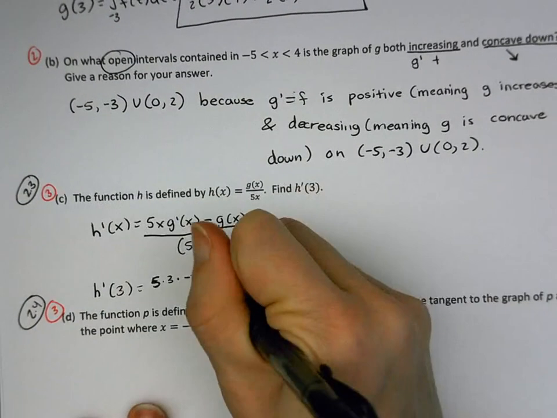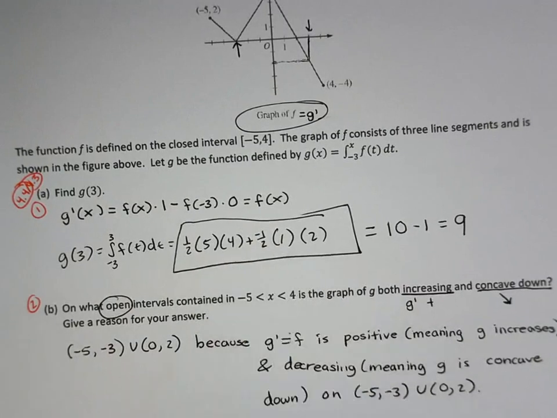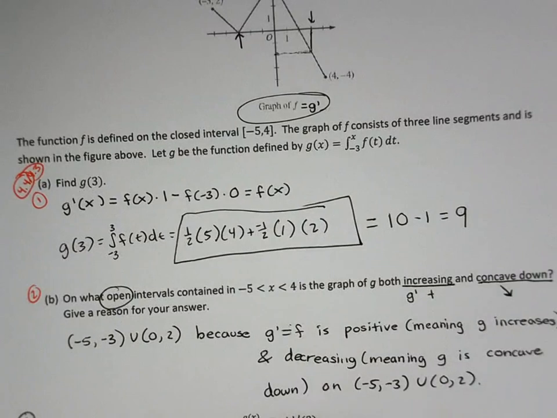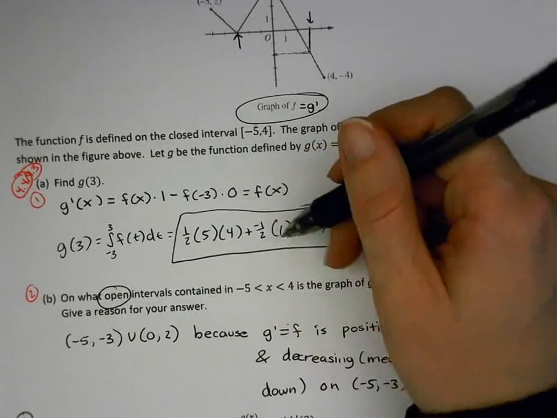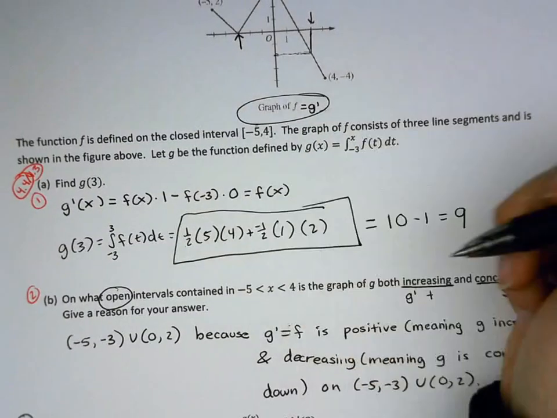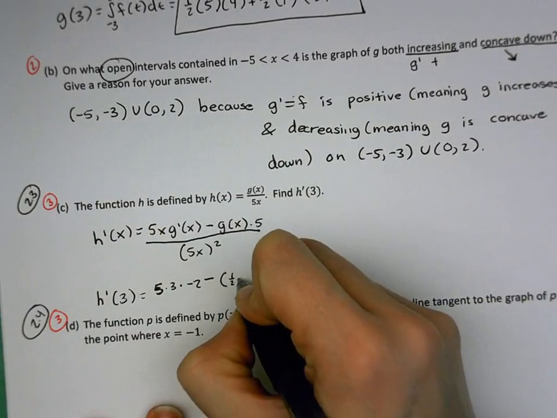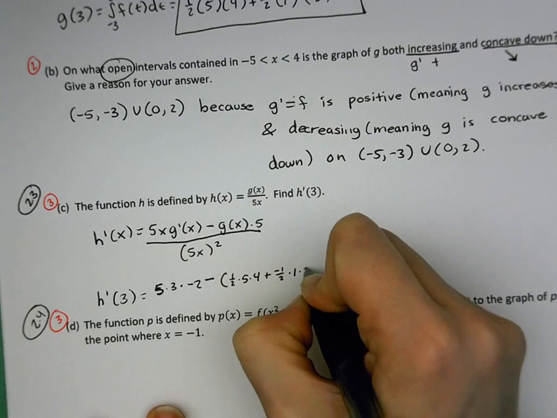Minus g of 3. Well, you actually found g of 3, letter A. If you did, by the way, make an error in letter A, so say you got 5 as your answer, whatever. If you used 5 down here in part C that we're working on right now, you would not lose your answer point because you're basing your work off of previous work that you've done. But I'm going to go ahead and plug my answer in, which is this 1/2 5 times 4 plus negative 1/2 1 times 2. That's my g of 3.